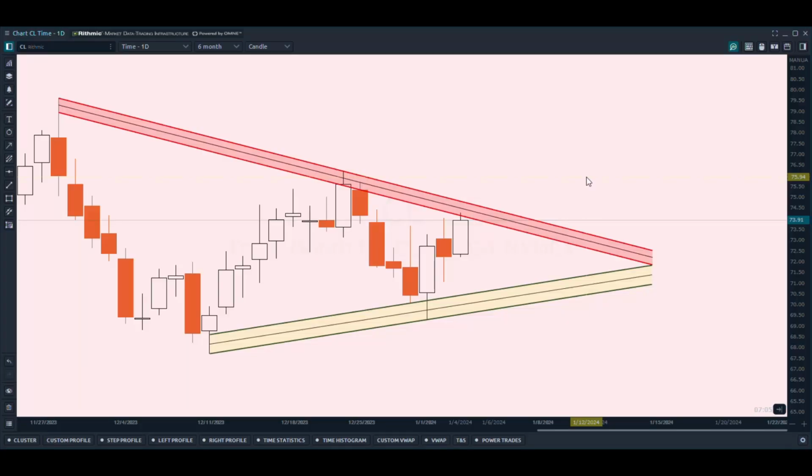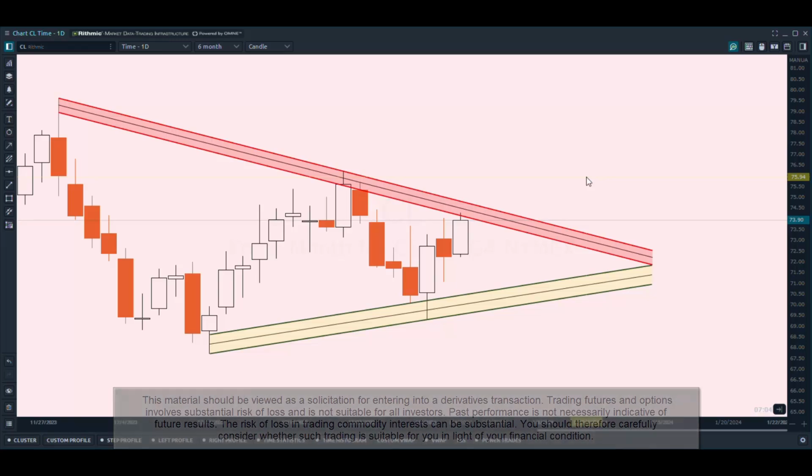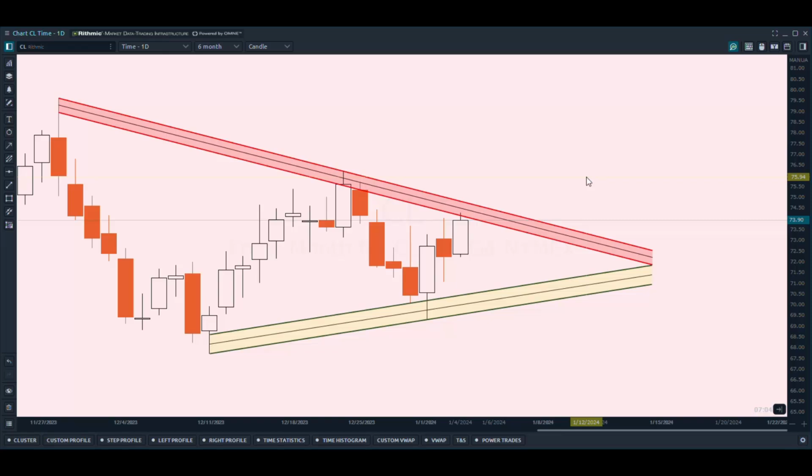Hey everybody, today we are going to go over what is a symmetrical triangle. So before I jump into what exactly a symmetrical triangle is, I definitely want to point out that there are pretty much three different types of triangles. You have a descending triangle, which statistically is a bearish setup.